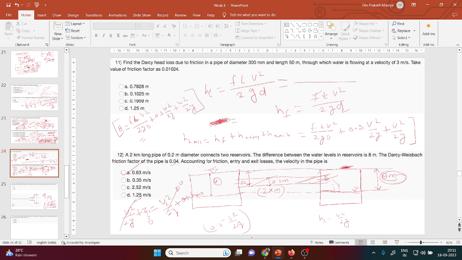So based on that concept, you can expect the question in your final exam as well as the GATE exam and other competitive exams also. So for today, that is enough.